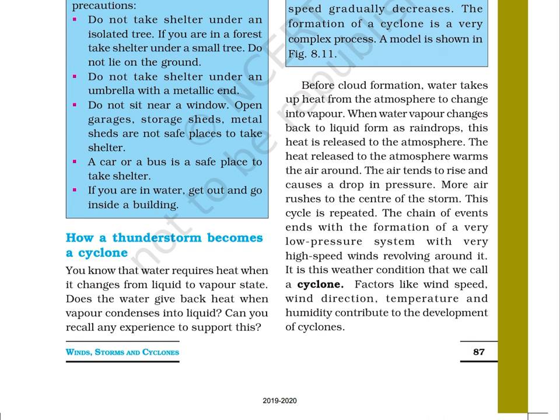The chain of events ends with the formation of a very low pressure system with very high speed winds revolving around it. It is this weather condition that we call a cyclone. Factors like wind speed, wind direction, temperature, and humidity contribute to the development of cyclones.